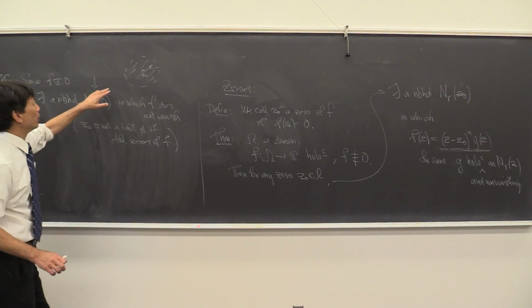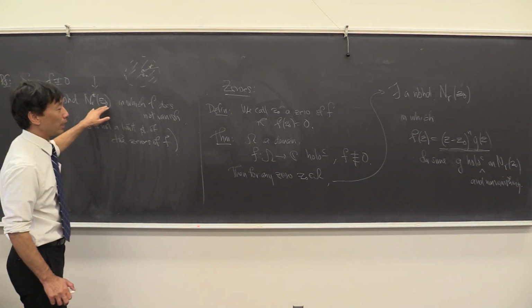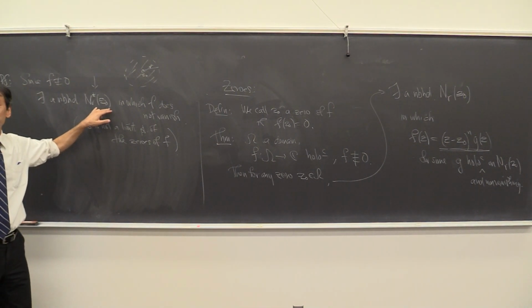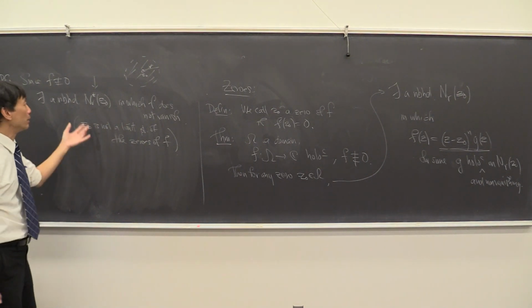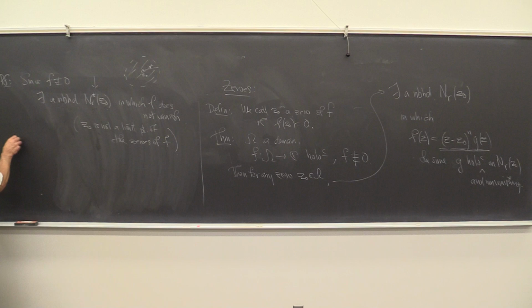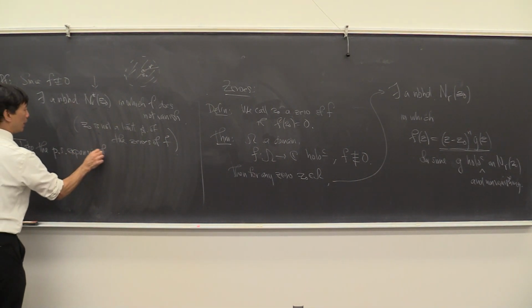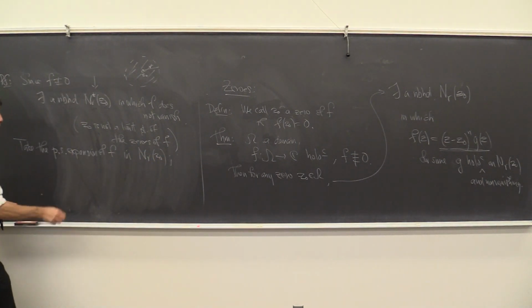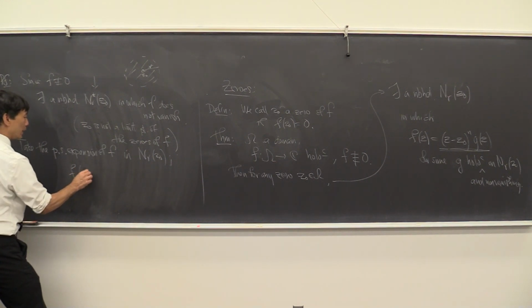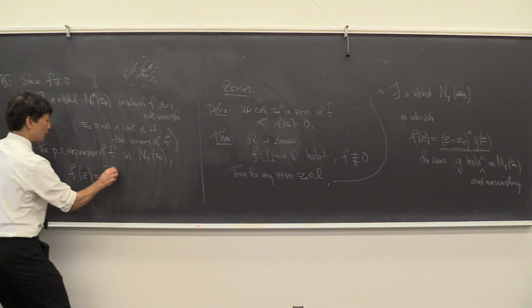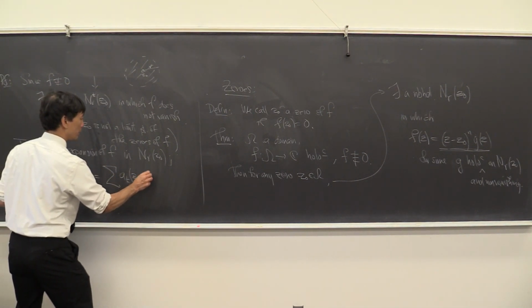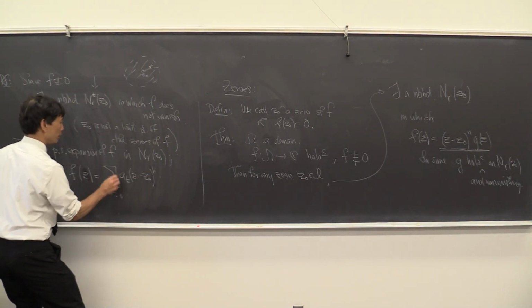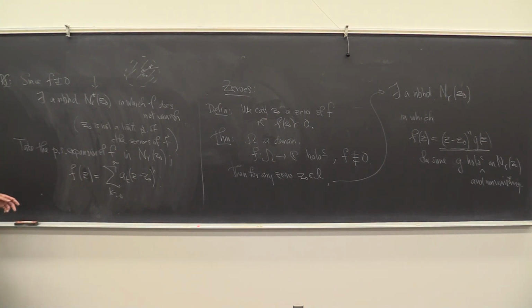So we know that there's some neighborhood in which f does not vanish. And then from here on in, it's just using the power series expansion. Take the power series expansion of f in that neighborhood. You get f of z looks like a summation of a sub k times (z minus z naught) to the k, from k equals 0 to infinity. And we know that a naught is 0.